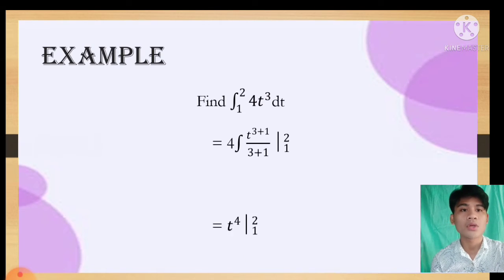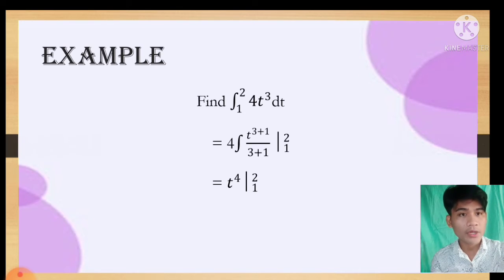So we have 4 times t raised to the power of 4 all over 4. If we multiply 4 by t raised to 4 all over 4, we come up with t raised to 4, since 4 divided by 4 is equal to 1. So we have t raised to 4 as the remaining value, from 1 to 2.